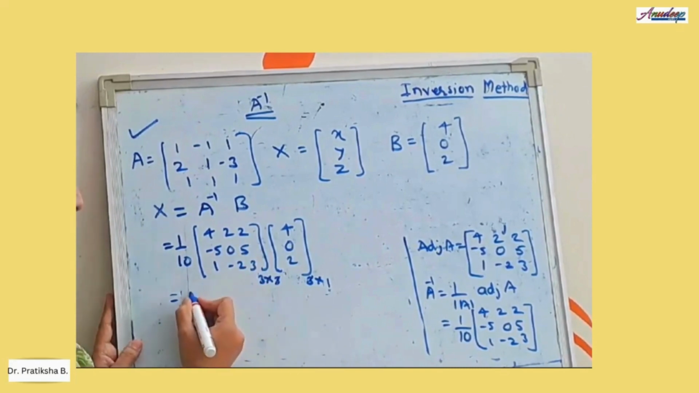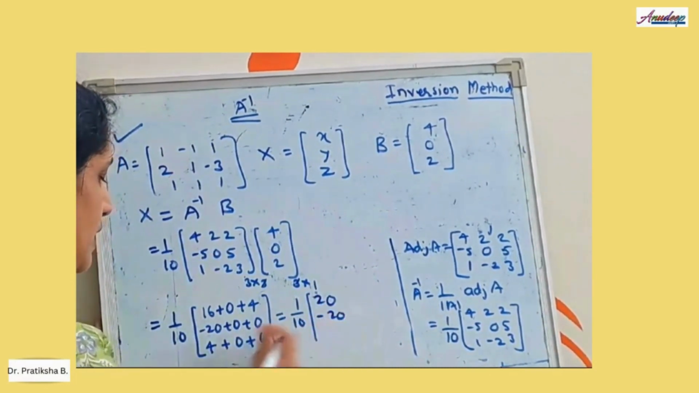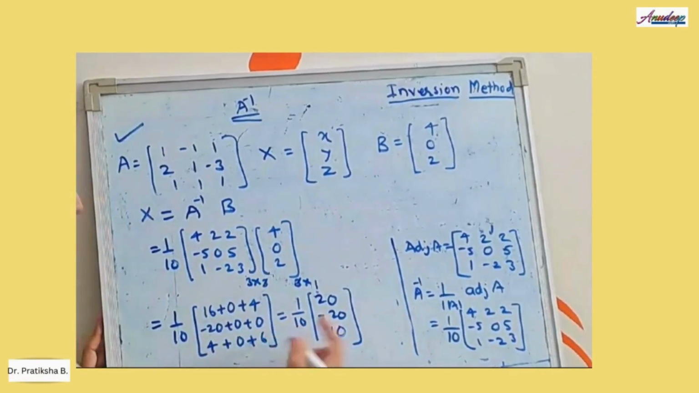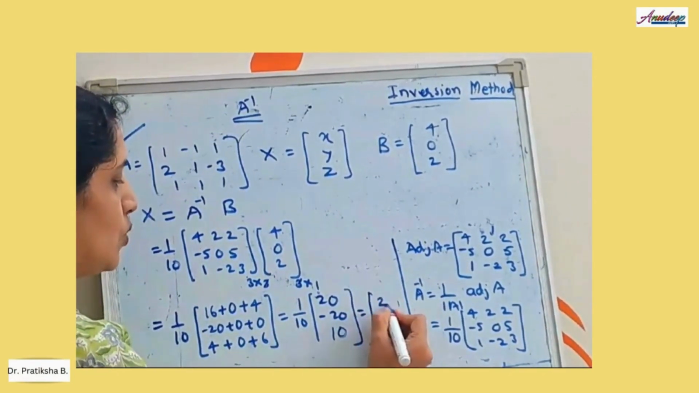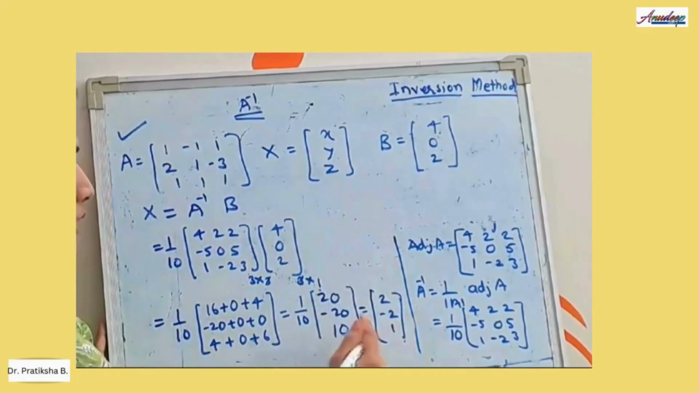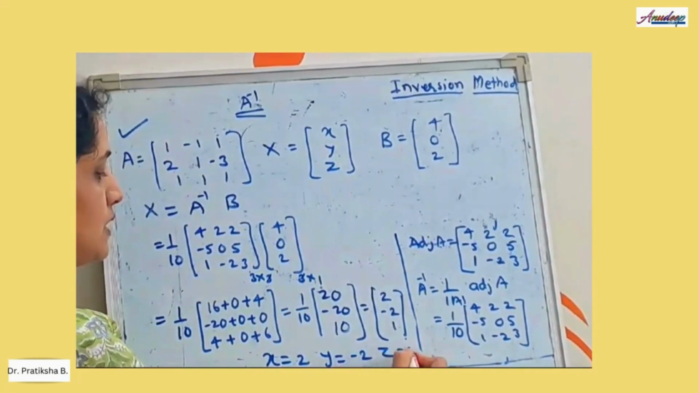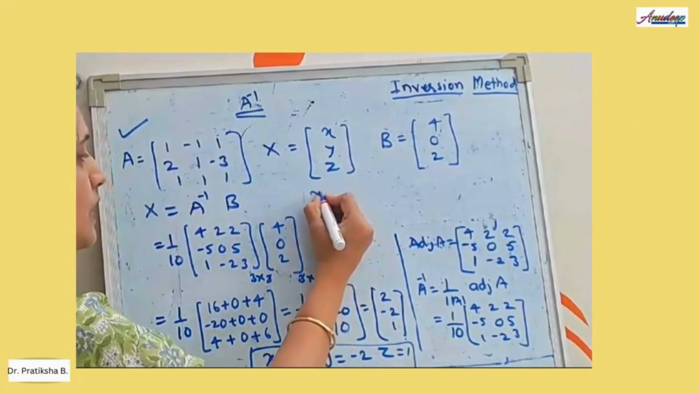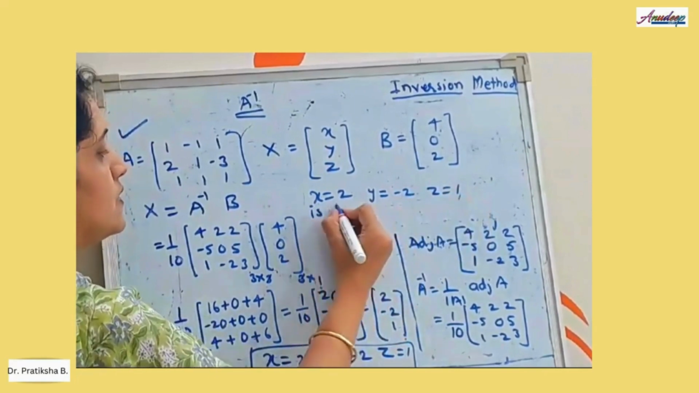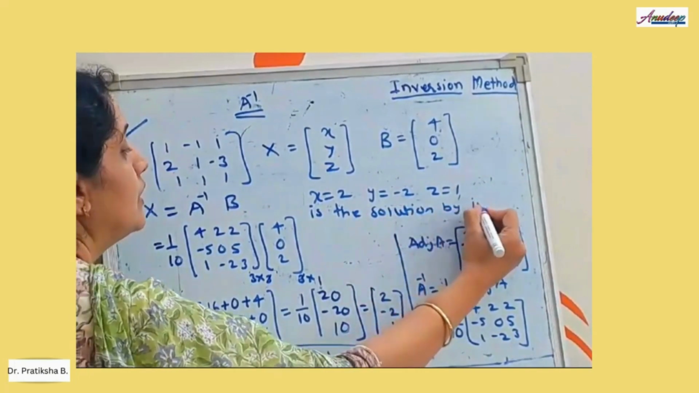So when you multiply, what do we get? After multiplication, that is 16 plus 4, that is 20, -20, and 4 plus 6 is 10. So when we divide this by 10, the resultant matrix will be 2, -2, 1. And now, as you can guess, these correspond to the variable matrix. We get the value of x is equal to 2, y is equal to -2, and z is equal to 1. So x is equal to 2, y equals -2, and z is equal to 1 is the solution by inversion method.